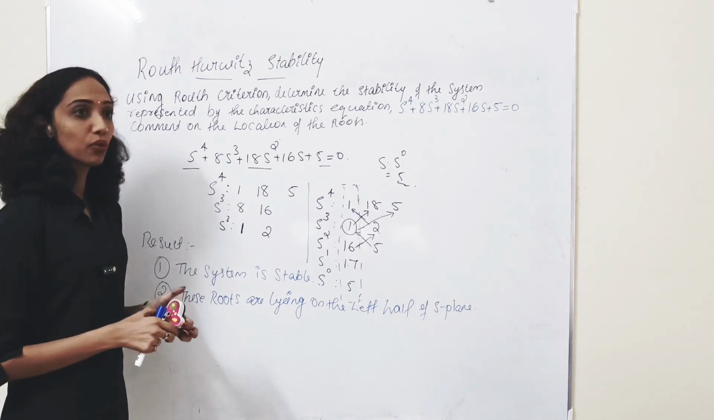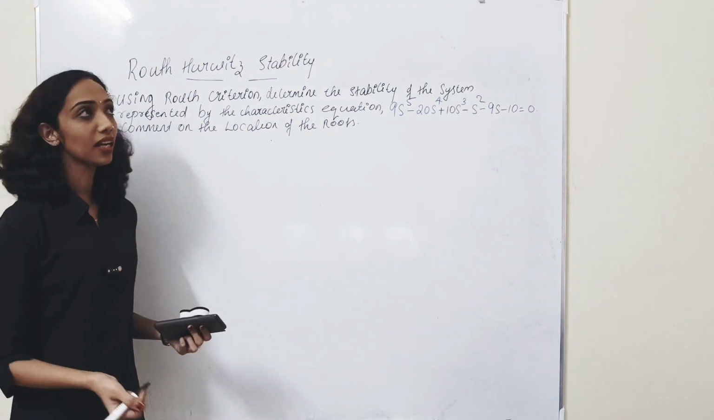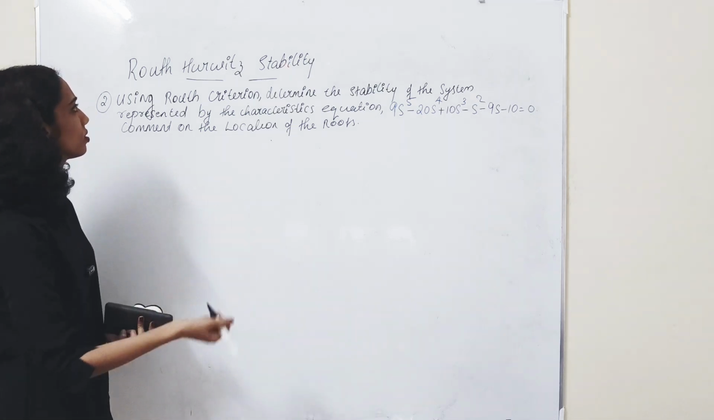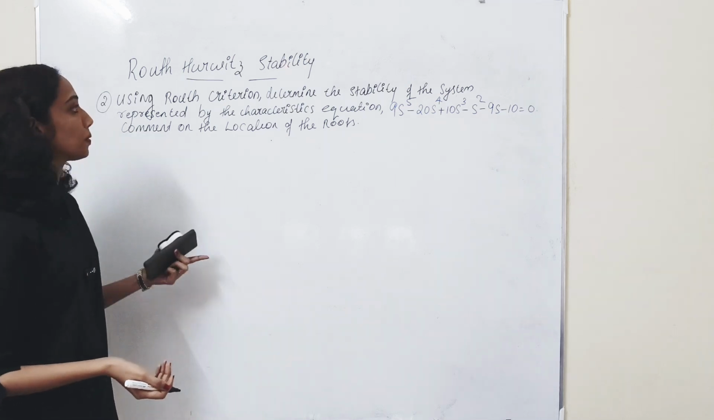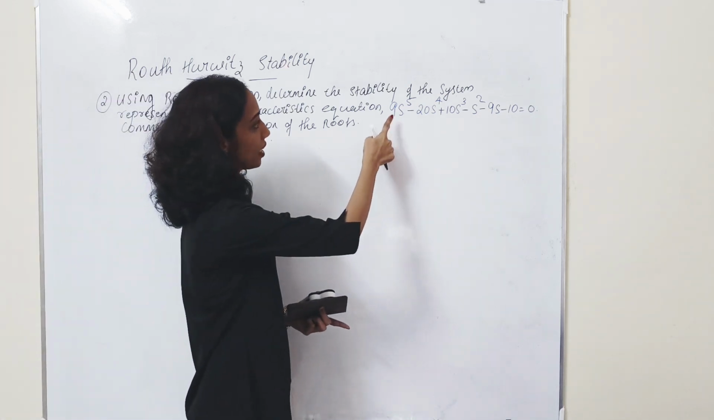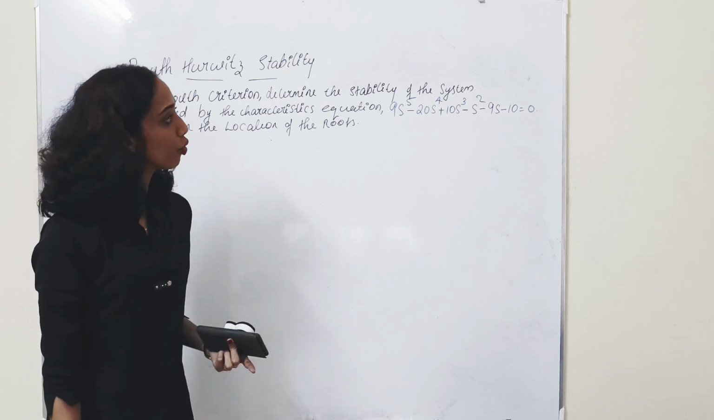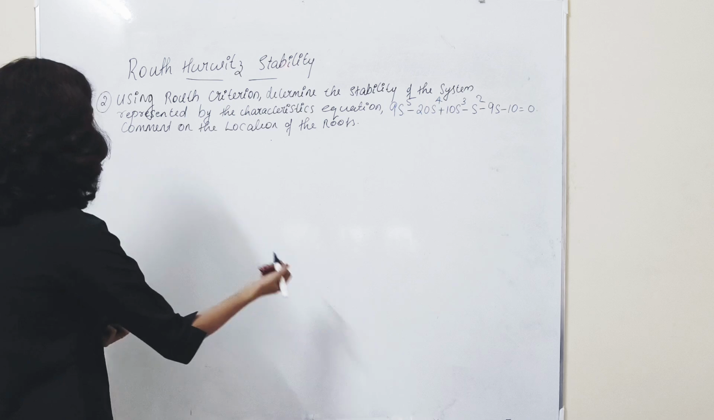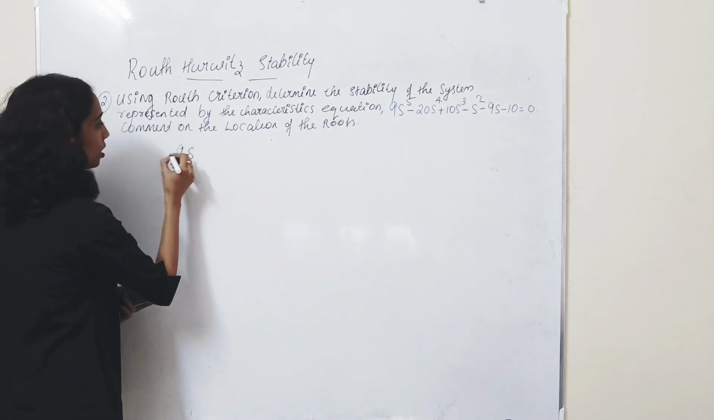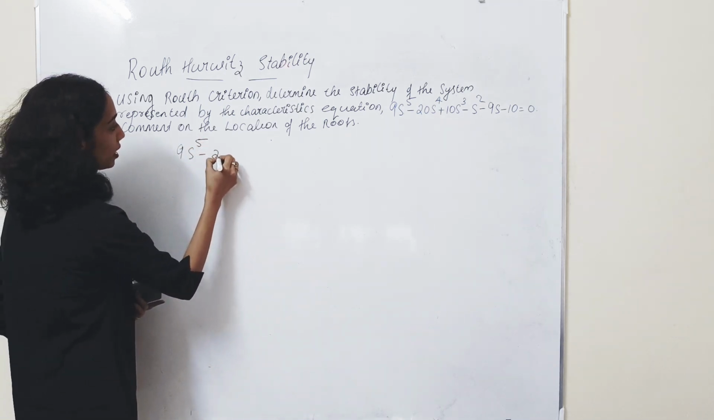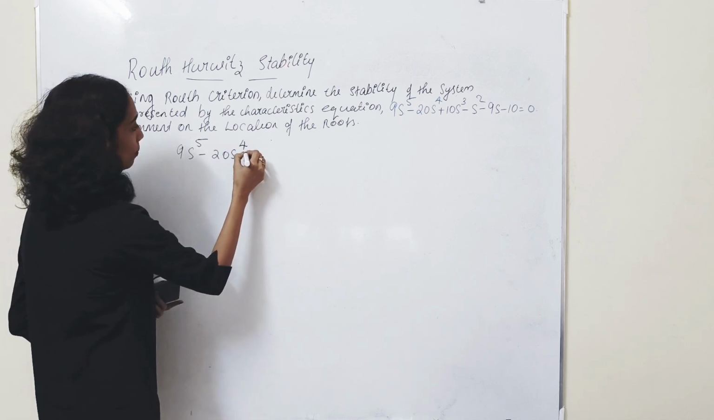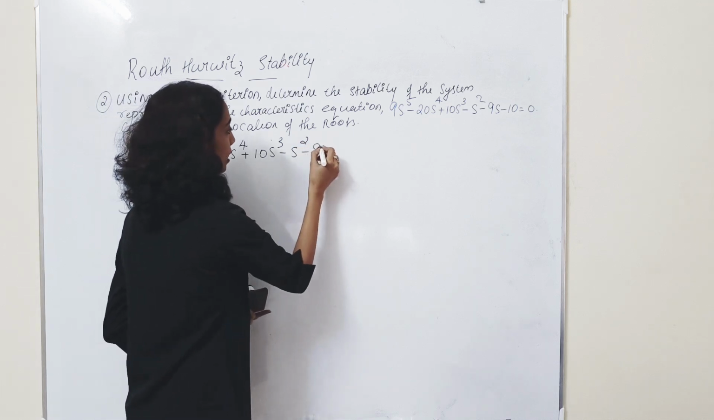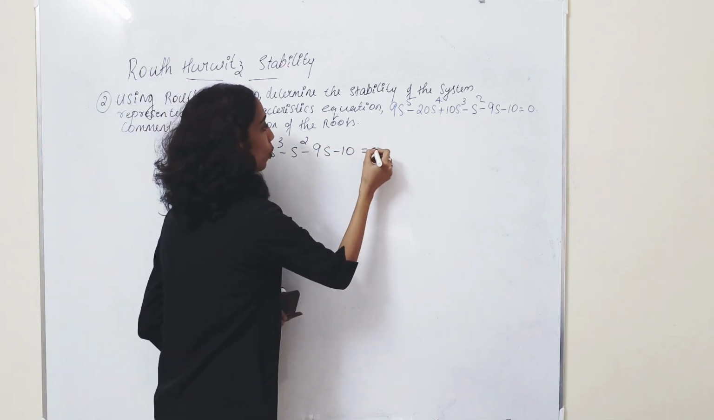I'll do another question. You have to write all this. Okay. Here I write the question number 2. In this question, the same as the first one, using Routh criterion, determine the stability of the system represented by the characteristics equation 9 s raised to 5 minus 20 s raised to 4 plus 10 s cube minus s square minus 9s minus 10 is equal to 0. First, you have to write the characteristics equation: 9 s raised to 5 minus 20 s raised to 4 plus 10 s cube minus s square minus 9s minus 10 is equal to 0.